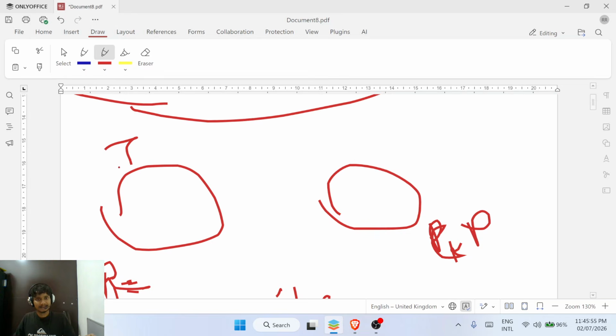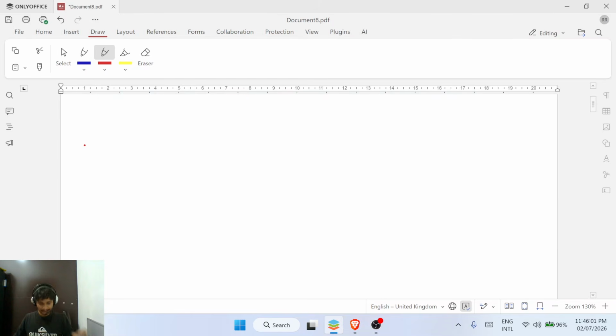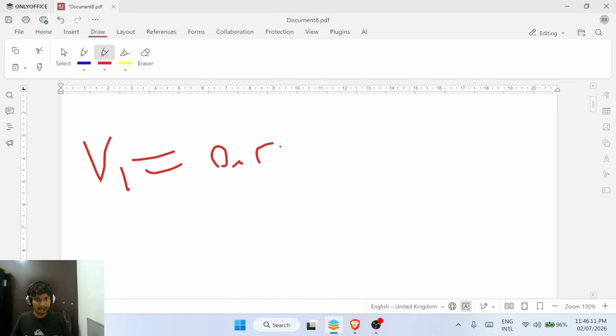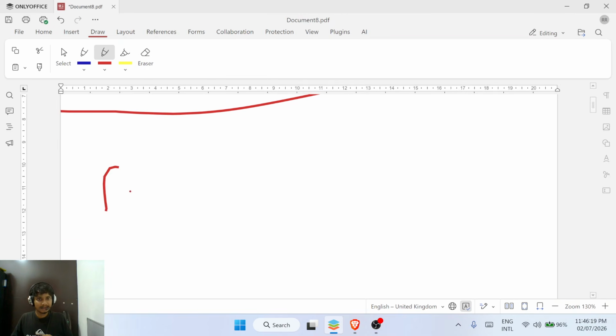Okay, this is the initial stage. Then we will discuss the final stage. Now, the initial volume: these are given data, I didn't calculate anything. They just gave the data. V1 is equal to 0.09 meter cube.